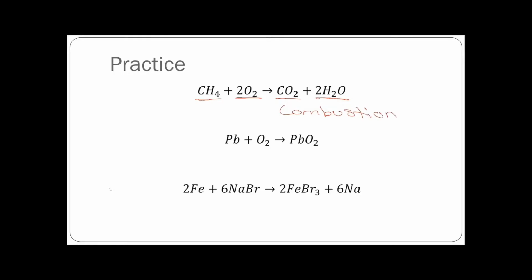All right, let's look at the next equation. Pb plus O2 makes PbO2. We've got two reactants that end up becoming one product. That means this equation is a synthesis equation.